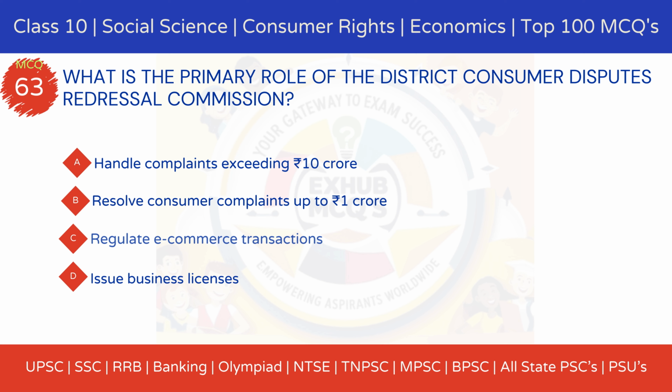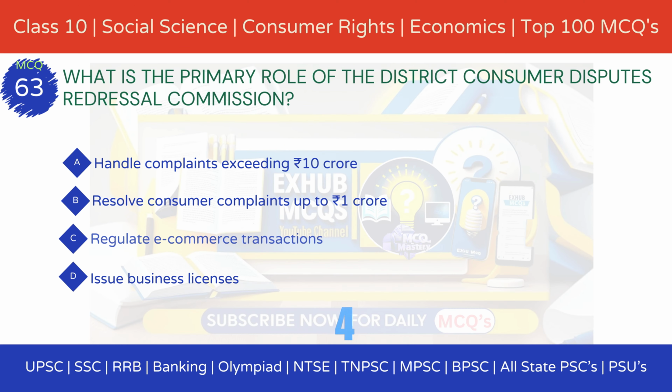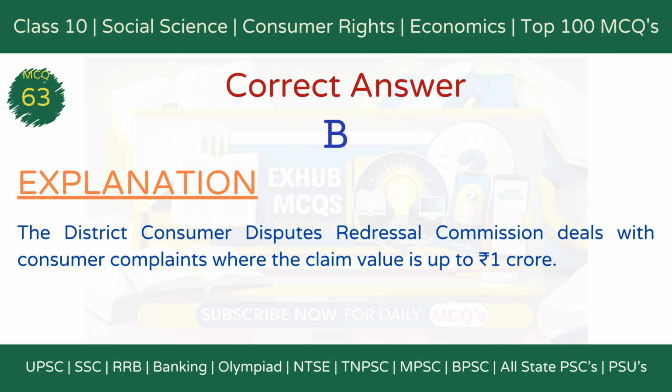Option A. Handle complaints exceeding 10 crore. Option B. Resolve consumer complaints up to 1 crore. Option C. Regulate e-commerce transactions. Option D. Issue business licenses. The correct answer is Option B. Resolve consumer complaints up to 1 crore. Explanation. The District Consumer Disputes Redressal Commission deals with consumer complaints where the claim value is up to 1 crore.